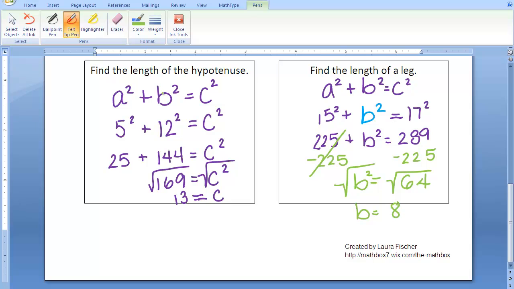So there's one little extra step where you have to rearrange the equation so that the b squared is all by itself. But not too challenging, and that ought to do it.